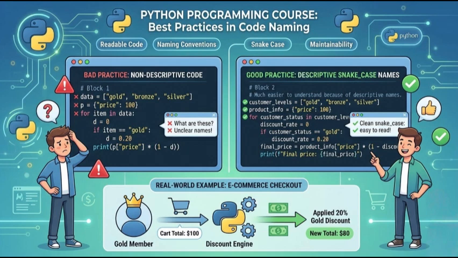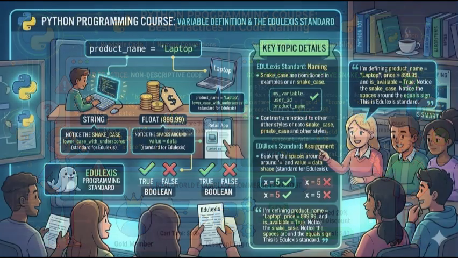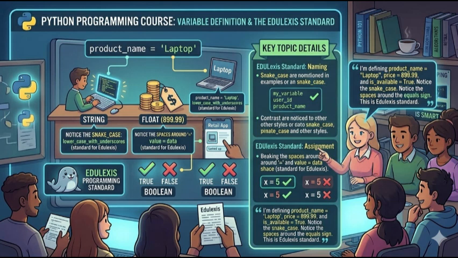Let's build a small script for a retail store. We need to store a product name, its price, and whether it's in stock. Think about what names you would choose. I'm defining product_name = "laptop", price = 899.99, and is_available = True. Notice the snake_case. Notice the spaces around the equal sign.